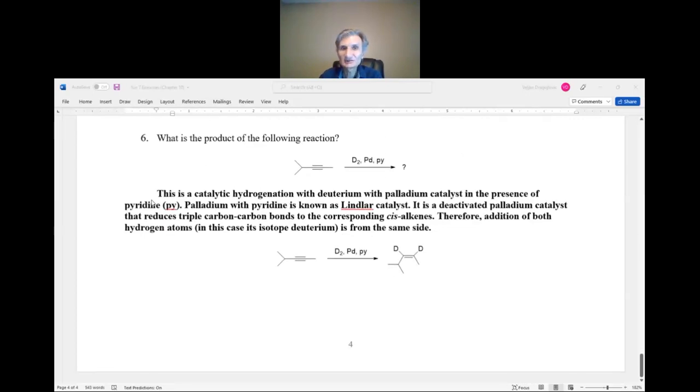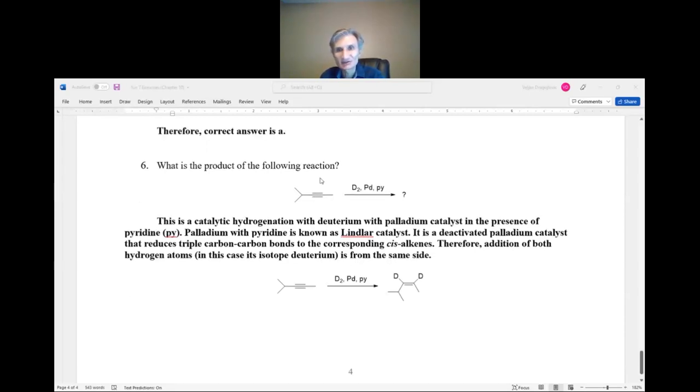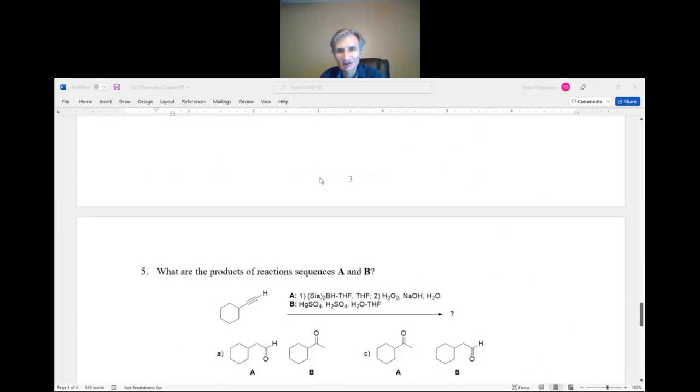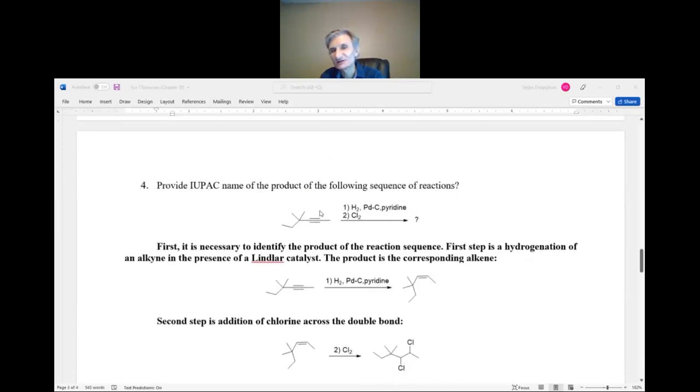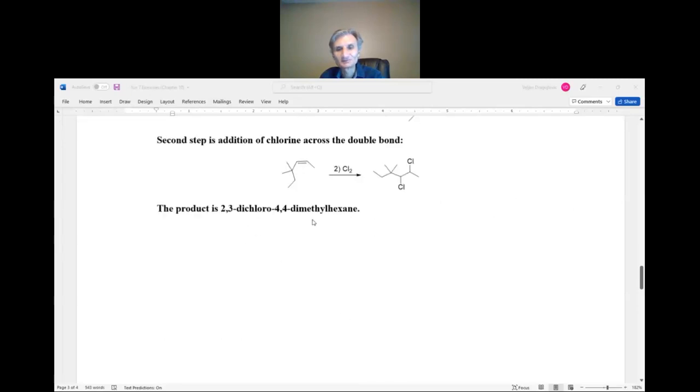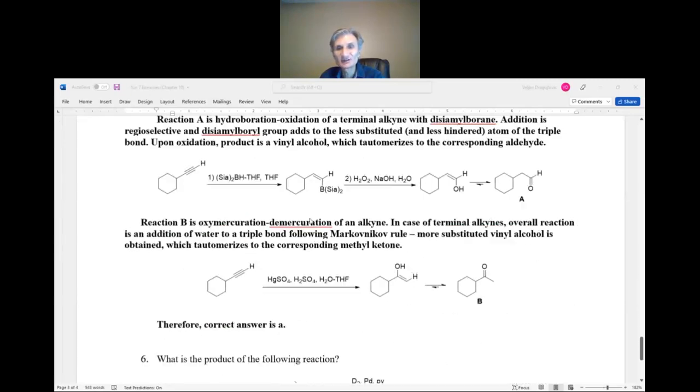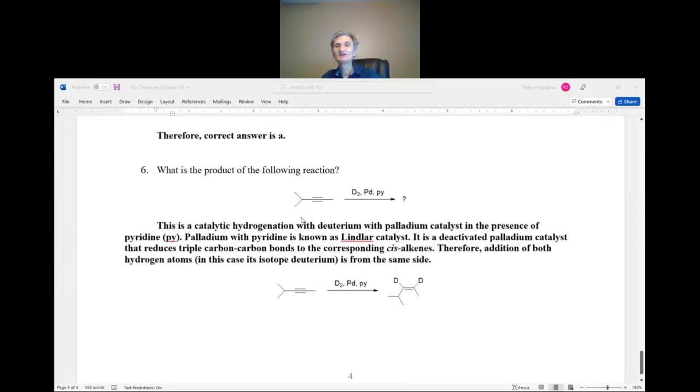And finally, question 6. What is the product of the following reaction? So here we have an alkyne. This one is an internal alkyne. We had internal alkynes before. We had one similar question. Actually, it was, I think, question 4. Yeah, this was also an internal alkyne. So it's a variation on question 4. So what is the product here?